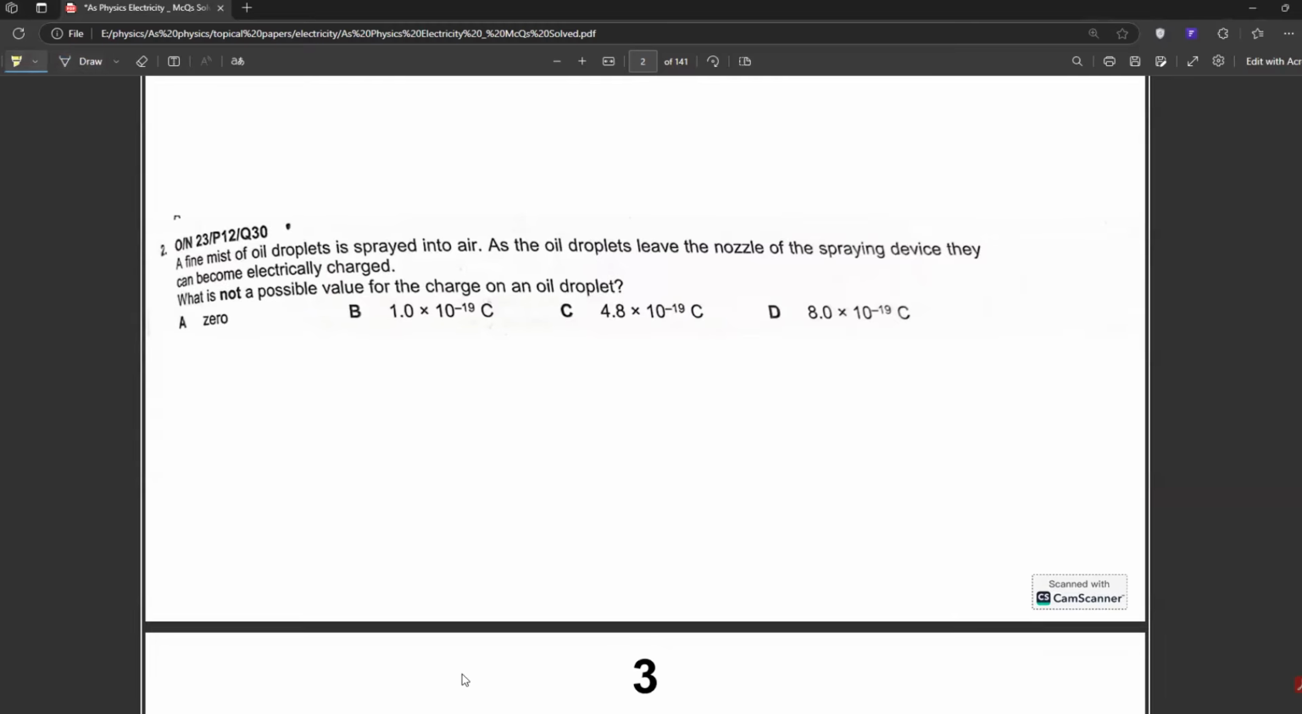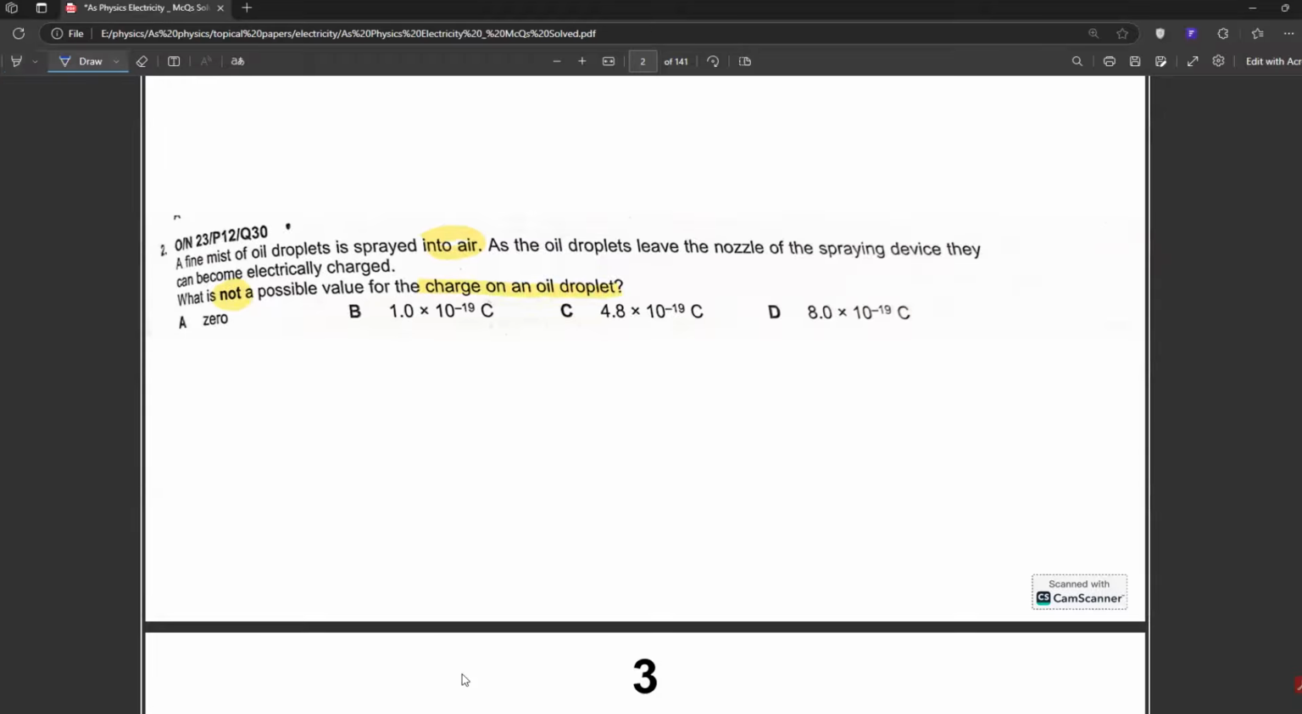A fine mist of oil droplets is sprayed into air. As the oil droplets leave the nozzle of the spraying device, they can become electrically charged. What is not a possible value for the charge on an oil droplet?